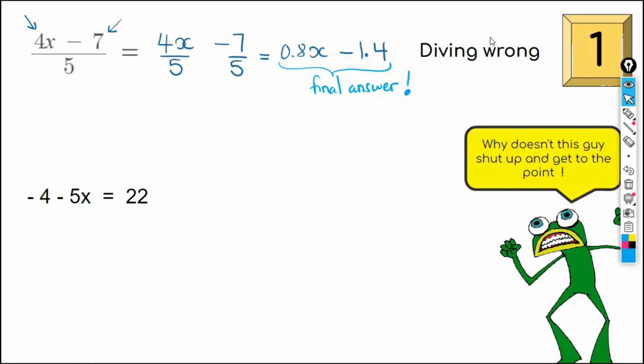Another way people make this same mistake with the dividing is when you have to transpose. And I'm seeing this a lot, even in the AdMaths class. So you want to solve for x in the second question. So we know what to do. We're going to throw across the -4 to get +4. Fine. So 5x is equal to 22 plus 4.